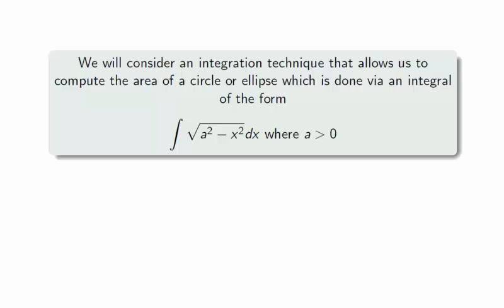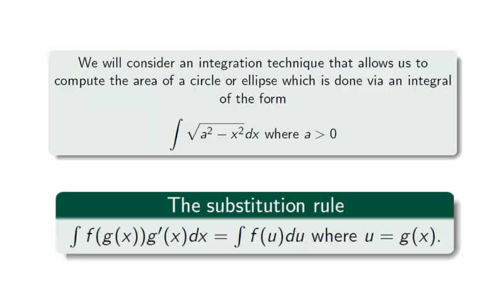This method is a special case of one of the most powerful techniques to handle integrals, called change of coordinates. This is given a detailed treatment in Calculus 3. First, recall the substitution rule. The integral of f of g of x times g prime of x dx is equal to the integral of f of u du, where u is equal to g of x.